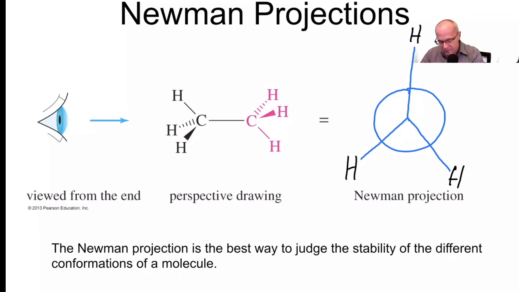Let's give them a quick label. A, B, and C. Okay? Now that's the front carbon. Now what about the back carbon?